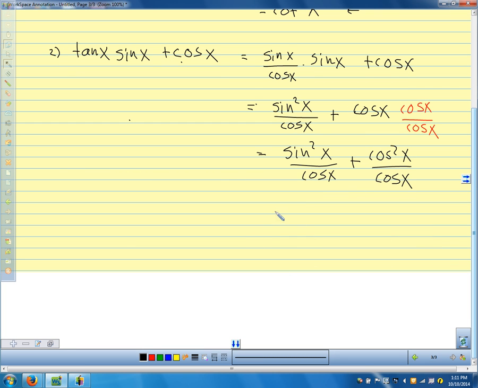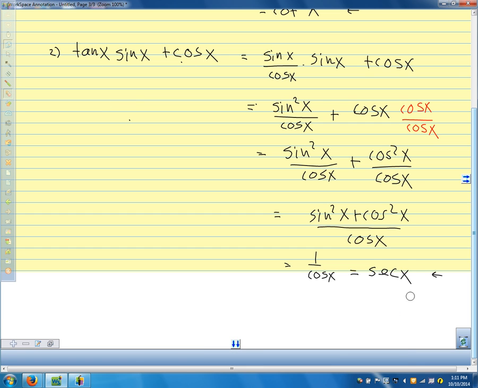I have a sine squared and a cosine squared. So I can write this as sine squared x plus cosine squared x over cosine x. And sine squared x plus cosine squared x equals 1. So this is 1 over cosine x, which equals secant x. And that's my answer. So this thing simplifies to secant x. Much rather work with secant x in a problem than this. So we wrote everything in terms of sines and cosines, found a common denominator, used an identity, and we get our answer.